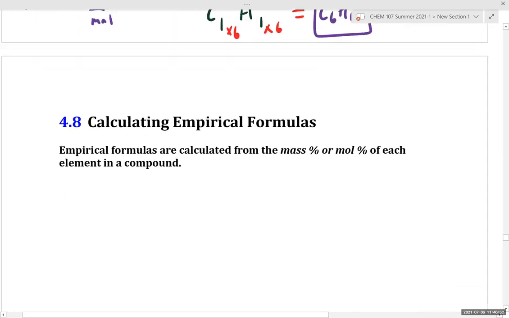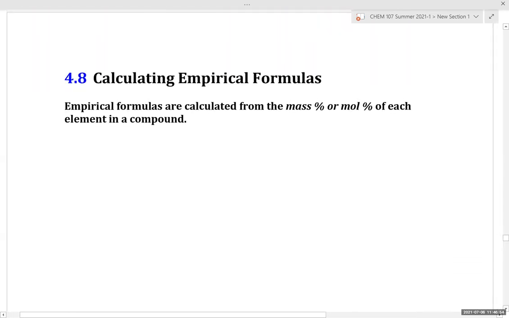Okay, we've seen how we can take the molar mass and take the empirical formula and use those two values to calculate the molecular formula. Now, we're going to talk a little bit about how we can directly calculate the empirical formula given the mass percentage or mole percentage of each element in a compound. Okay, so let's take a look.